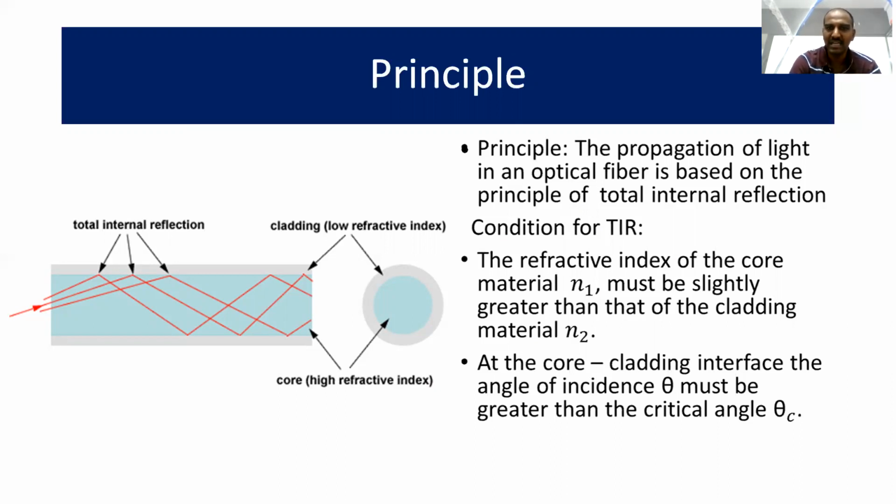And the second one is, at the core-cladding interface, the angle of incidence theta must be greater than the critical angle of incidence theta C. In that case only, the light which has entered the core region of the optical fiber is completely reflected back. Once it is reflected back, it will undergo successive multiple total internal reflections. As a result, light will travel from one end of the core region to the other end in a zigzag path over the length of the fiber within a short span of time.